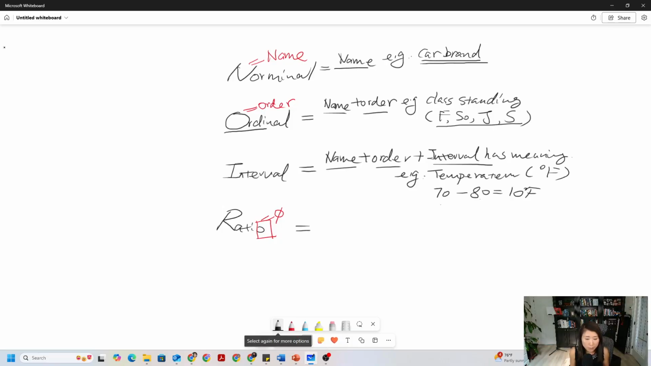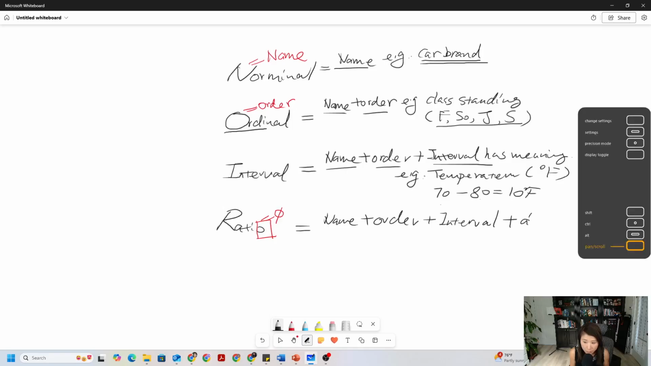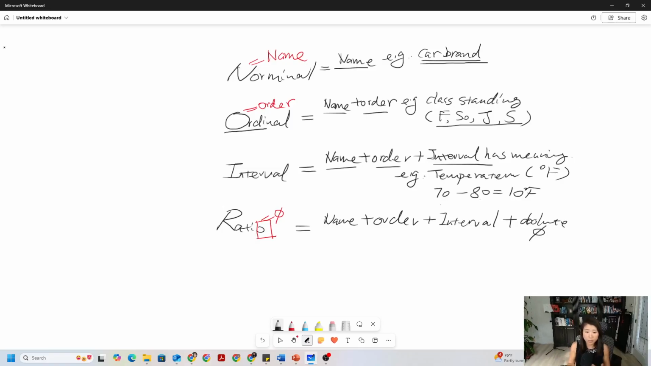So when we consider the data to use a ratio scale measurement to measure it, we need to know the name of the attribute, the order of each attribute, and the interval between attributes having meaning. And most importantly, this also includes absolute 0. So what does that mean, absolute 0? Let me give you an example. You will know what I mean by the absolute 0.